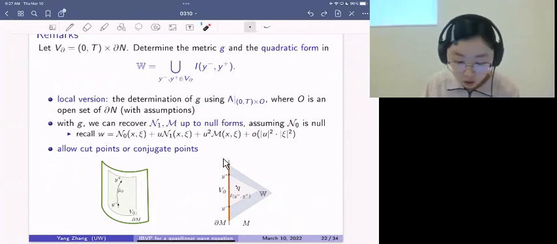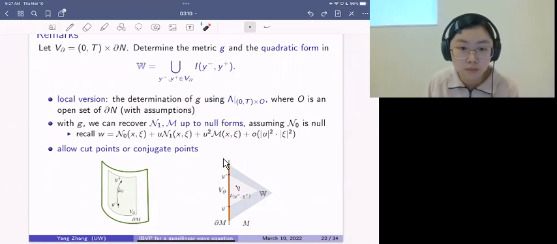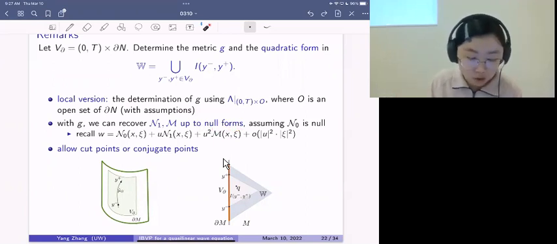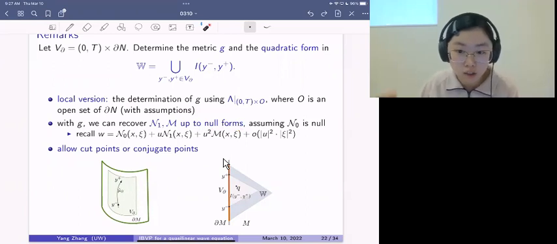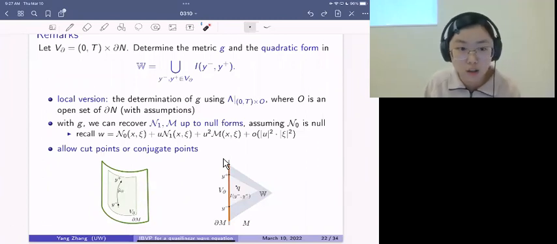Here, we cannot expect to recover the null forms because when computing the principal symbol, the null forms will give us some vanishing terms in the principal symbol. So we use the extension and the earliest light observation set to recover the metric. So we allow cut points or conjugate points.